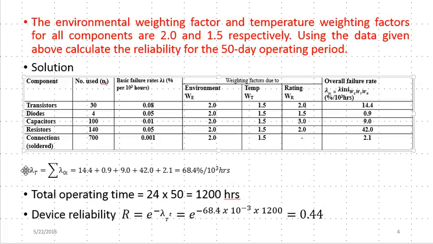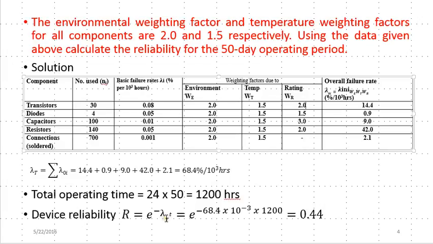So the next thing is to find the summation of all the failure rates of these individual components, and adding this and this and this, we got 68.4%, and we know it is per 1000 hours. Now, if I want to evaluate my reliability, first of all, I'll get the total operating time, which is 50 complete days. That's 24 times 50, which gives 1200 hours.